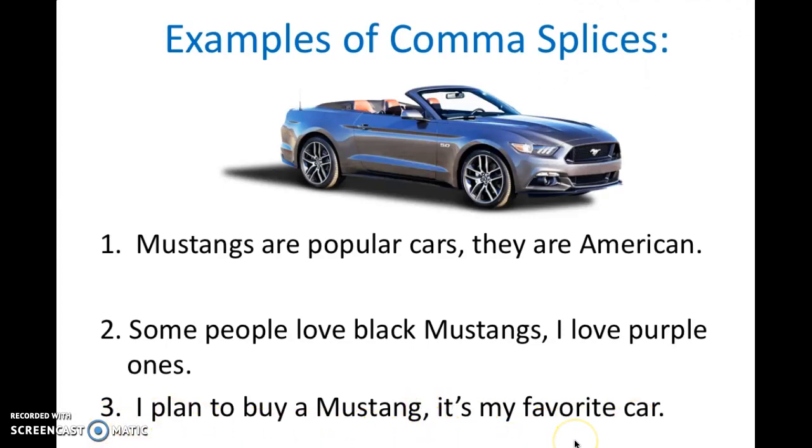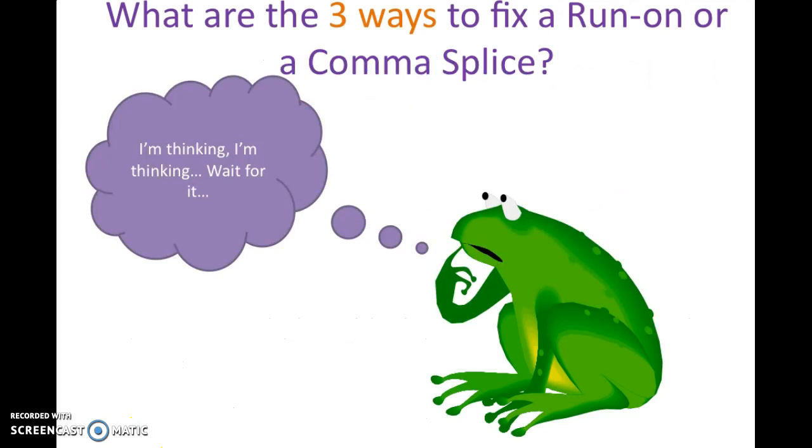I plan to buy a Mustang. It's my favorite car. Do you see that the first sentence is here, I plan to buy a Mustang. Second sentence, it's my favorite car. Error, you don't use just a comma to fix this. So let's keep going. If you have a fragment or a run-on, how do you fix it?